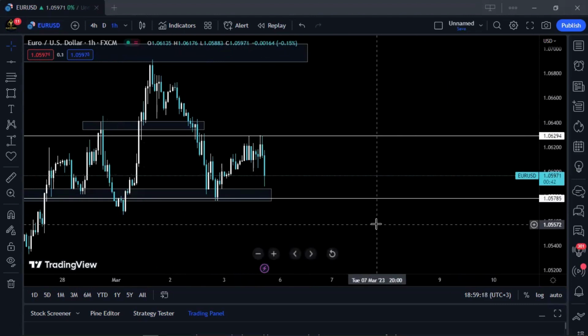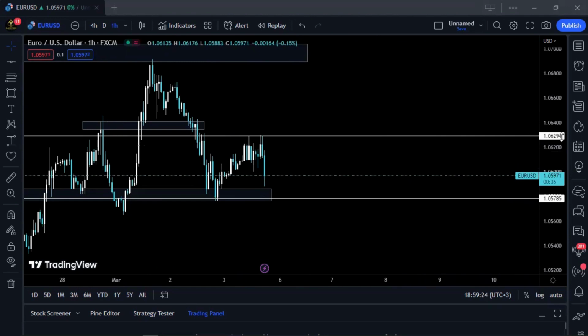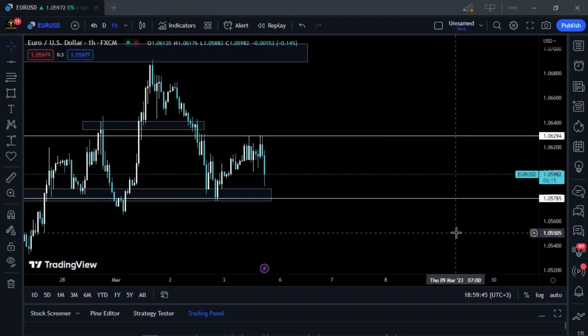Now, obviously, that brings a difference in counting the pips. With the US dollar pairs, the first thing you need to do while counting pips is ignore the last digit. For instance here, it's 1.06294. That 4 at the end, you have to ignore it. And then down here, it's 1.05785. That 5, you have to ignore it.